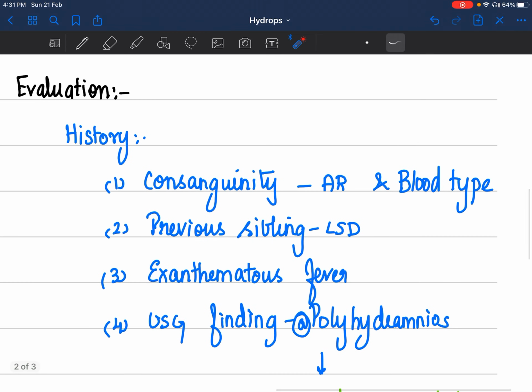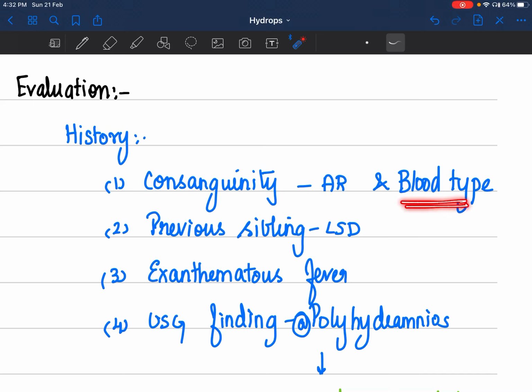How are you going to evaluate a child? Suppose a mother is coming to you during pregnancy with an ultrasound report or oral report that says the baby is having hydrops fetalis. What are the things you should be asking her? You will ask for consanguinity because genetic diseases, inborn errors of metabolism, most of them are autosomal recessive. If she is consanguineously married, then the probability of that being the cause increases.